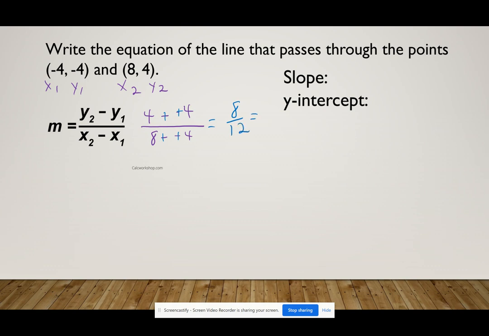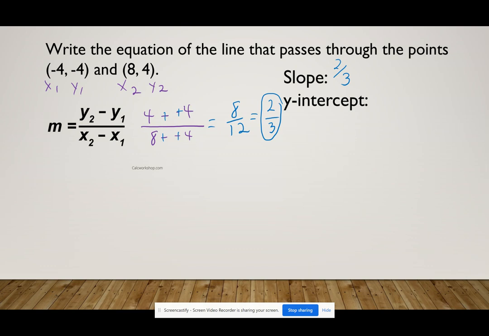And that actually simplifies. We can think, what can you divide the top and the bottom by? We can divide them both by 4. So 8 divided by 4 is 2, and 12 divided by 4 is 3. So 2/3 is going to be our slope. Okay, that's our rise and our run.